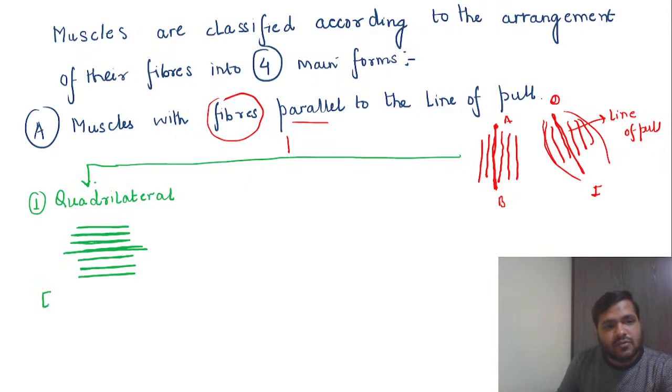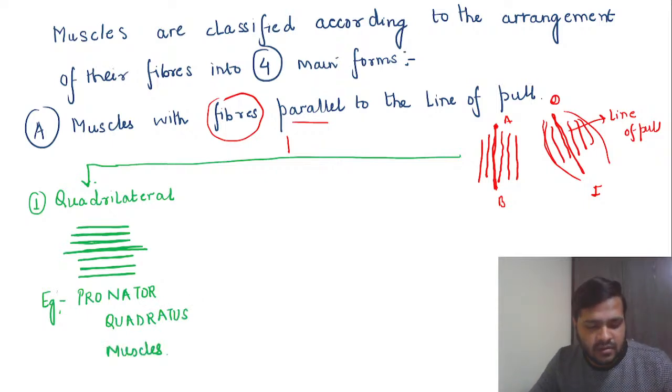Examples, you have to note it. Right now it might be difficult for you to understand, but you have just started. These muscles will come again and again in every topic, so don't worry about this. The very first example of a quadrilateral muscle is pronator quadratus muscle.